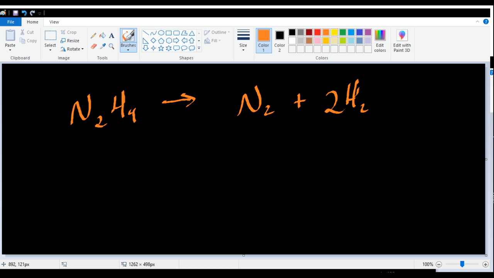So, over here on the right, fairly straightforward. These are both our neutral elements. Therefore, they're both at 0.